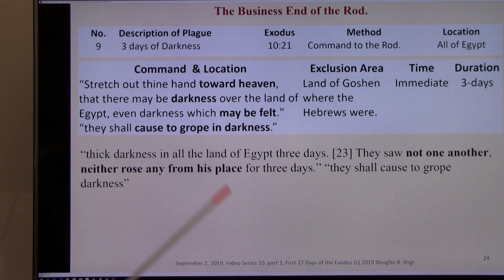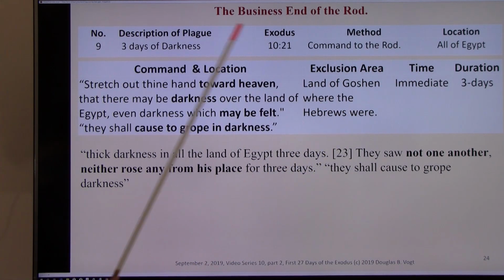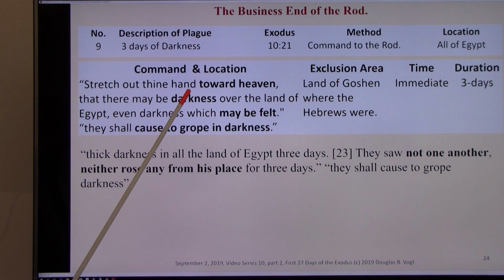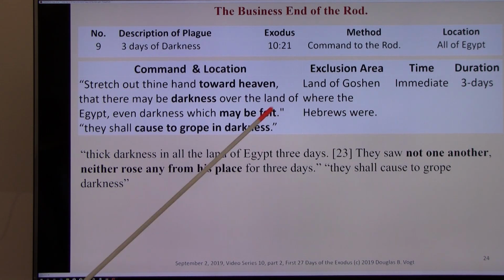Number 9, to me, this is the scariest of all of them, and you'll understand in a second. 3 days of darkness. Command to the rod, all of Egypt. Stretch out thine hand towards heaven. Now that's interesting, not the sky. That there may be darkness over the land of Egypt, even darkness which may be felt.